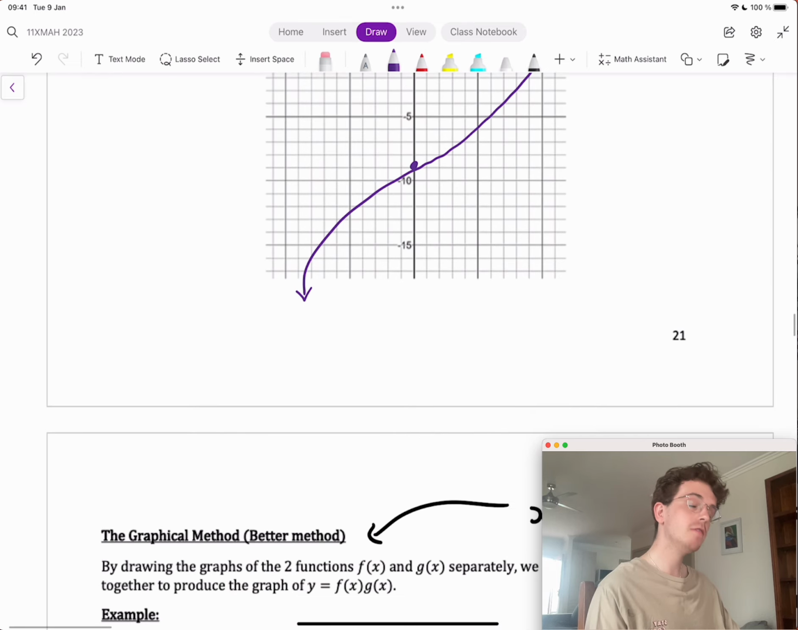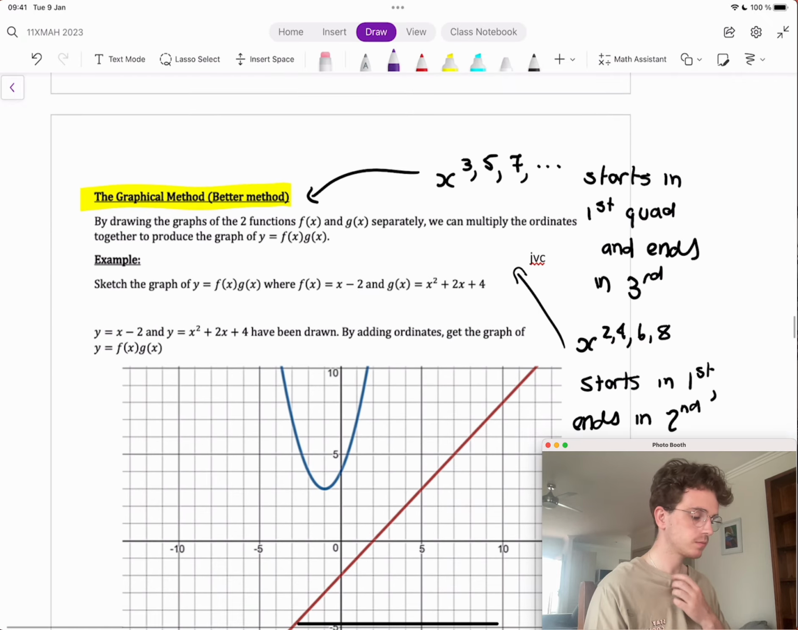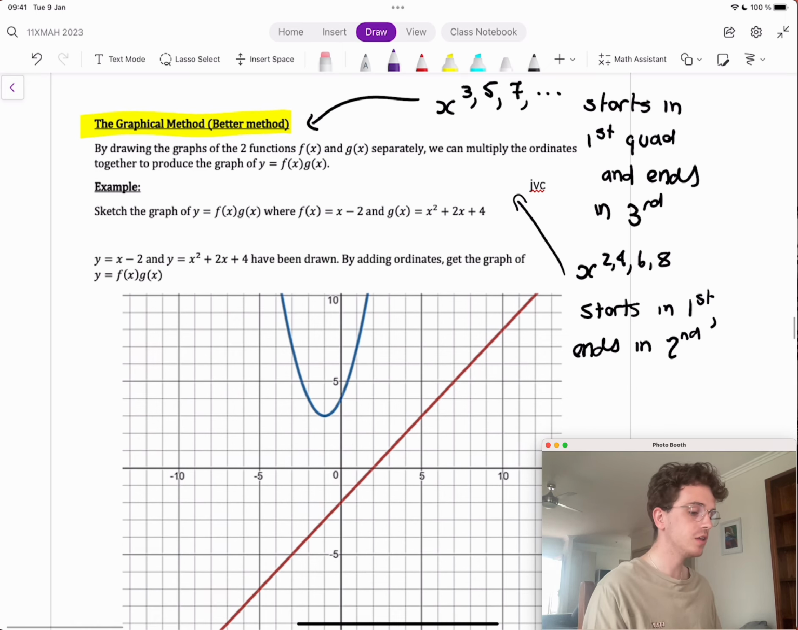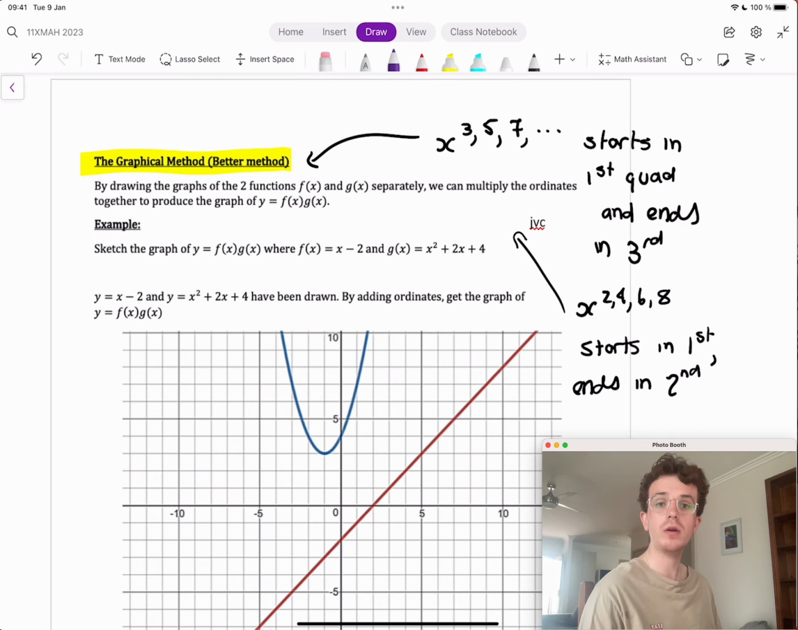But again, if we have two very difficult graphs, then we need to do the graphical method, which I said again is the better method to calculate the product of these two functions. Now, when we're calculating the product of two functions, it is useful for us to consider what our final answer would be if we did the algebraic method. So for example, if I times my two functions together, it's useful to consider, even though we're doing the graphical method, what would be the leading term of my product. In this case, the leading term would be x cubed.